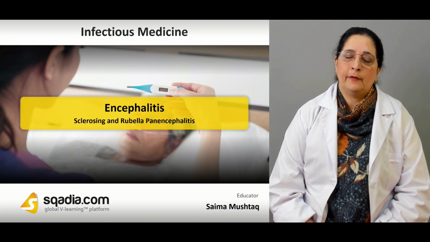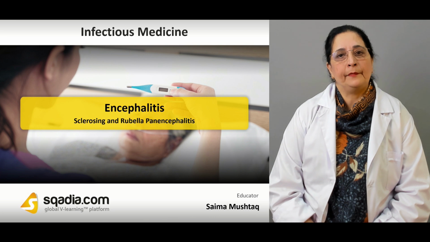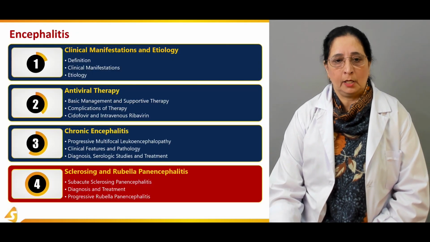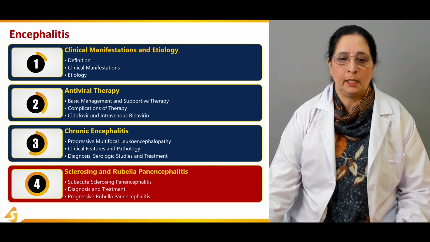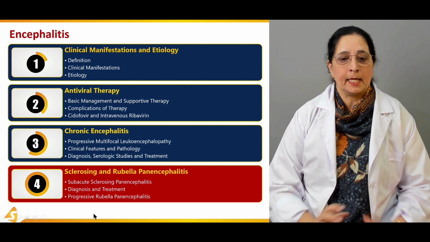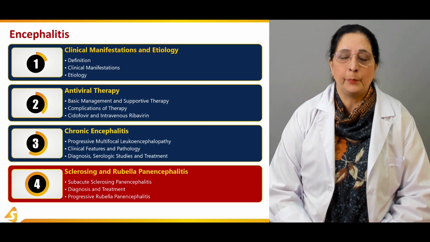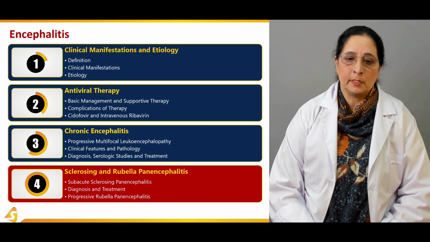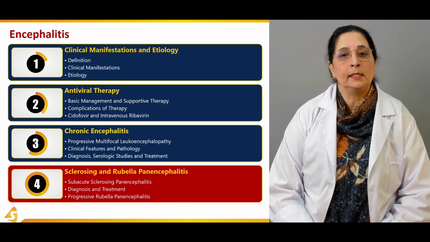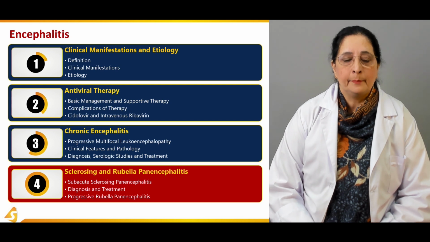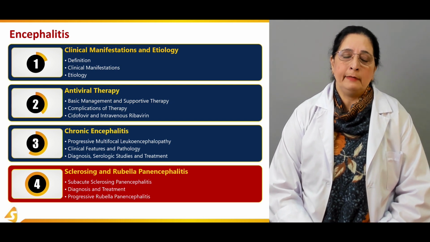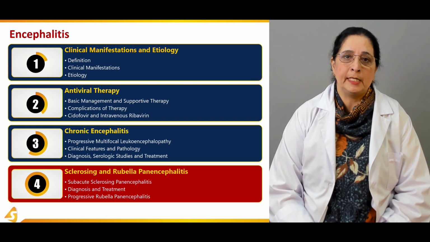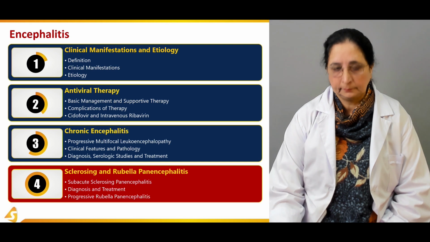In our fourth and final section of encephalitis, now we will talk about two other conditions, which are the sclerosing panencephalitis and the rubella panencephalitis. One is subacute sclerosing panencephalitis and the other is progressive rubella panencephalitis. And then we will also talk about the diagnosis and treatment of these two conditions.